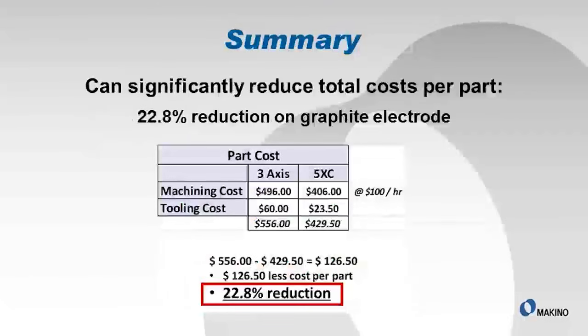One of the things we talked about was reducing the total cost per part. In this particular case, if you remember, we talked about the honeycomb graphite electrode. We did that part in a 3-axis approach and a 5-axis approach. We're considering, as you can see there, the machining costs and the tooling costs. And we ended up saving almost 23%, 22.8%, on the part when you consider the machining cost and the tooling cost by going the 5XC approach versus the 3-axis approach.